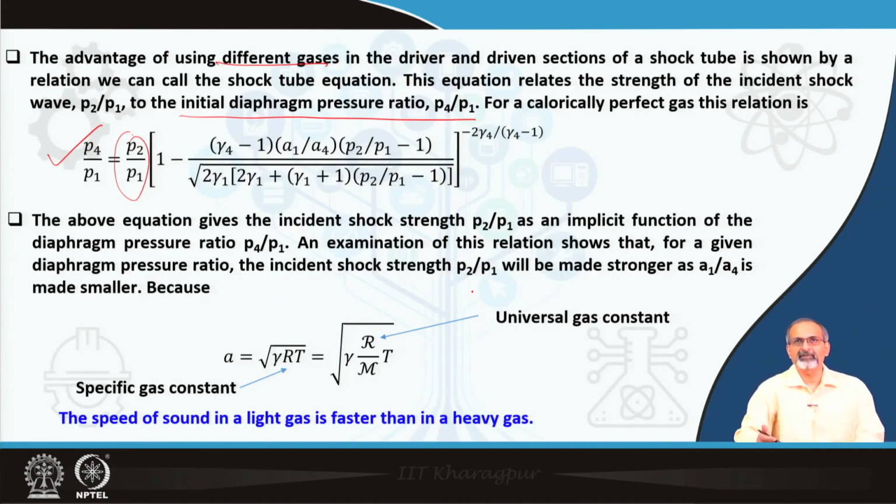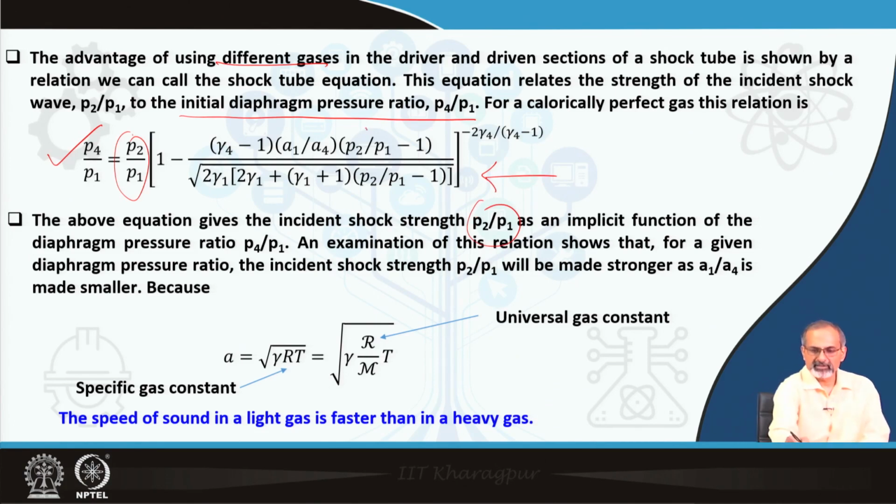For a calorically perfect gas, we can show that this is how the two pressure ratios connect. The above equation gives the incident shock strength P2 by P1 as an implicit function of the diaphragm pressure ratio. That is because in several places on the right hand side you can see the P2 by P1 ratio, and therefore, it is not straightforward to obtain it. It has to be done in an iterative manner.